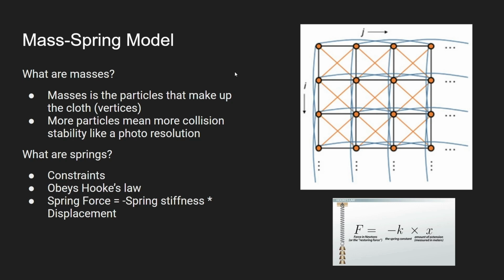So the Hooke's law formula is F equals minus K times X. F here is the force that's being exerted by the spring, and K here is the spring's stiffness. And X here is the displacement of the spring's length from its rest position. With this formula, it can be used to simulate the cloth smoothly by calculating the force that's being applied on it, so that the particles will move subsequently based on the force that's being applied.